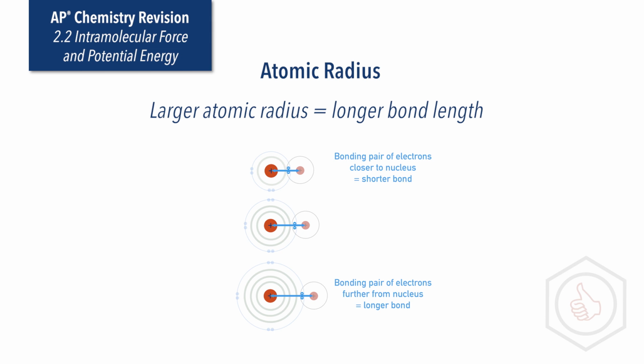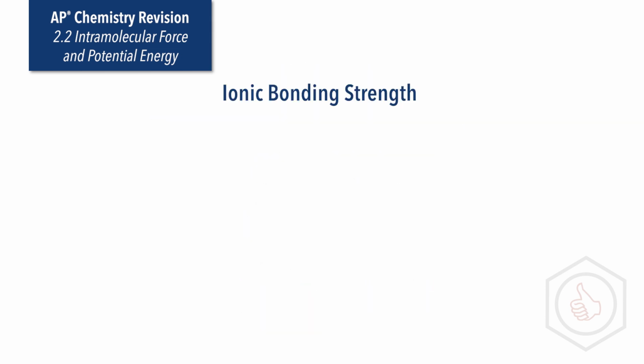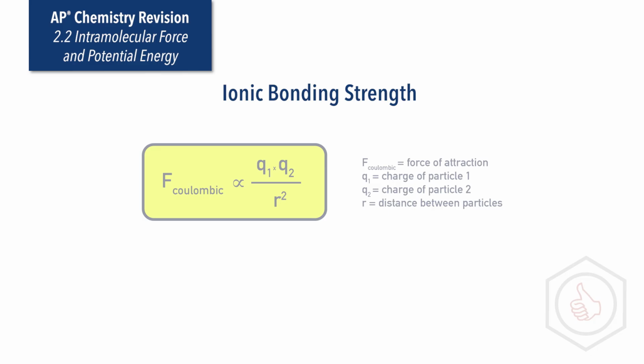When considering the strength of bonding in ionic compounds, it's slightly different because we don't have individual bonds. Instead, we just have electrostatic attraction between oppositely charged ions in all directions. The strength of this attraction or interaction can be explained by Coulomb's law, where the force of attraction is proportional to the charge of particle 1 times charge of particle 2 divided by the distance between the particles squared. And the distance between the particles here is given as the distance between the nuclei of oppositely charged ions.